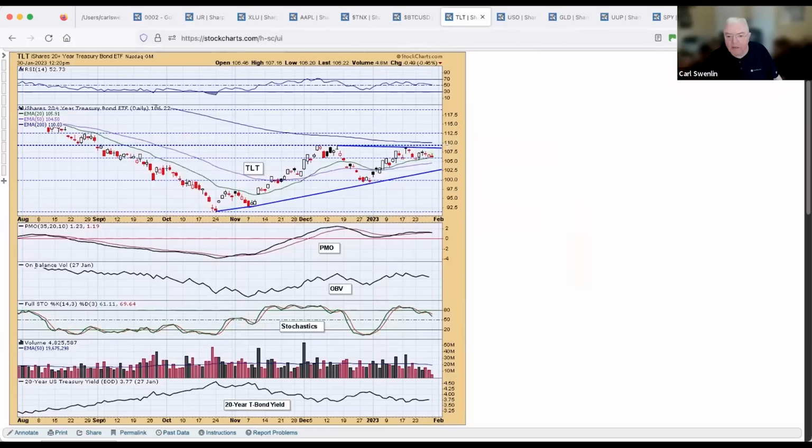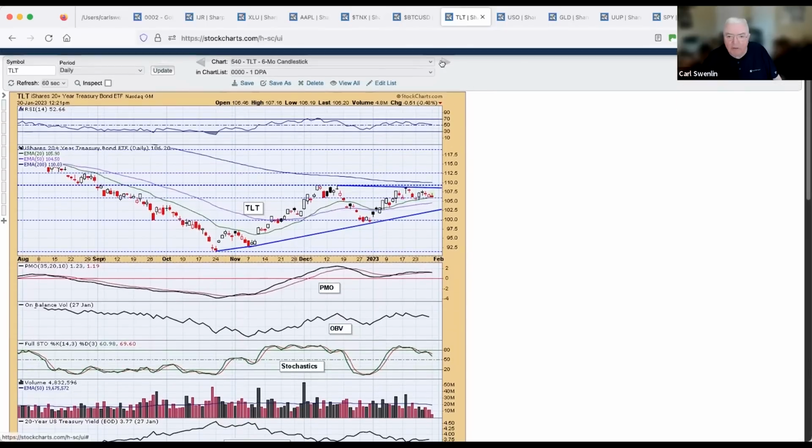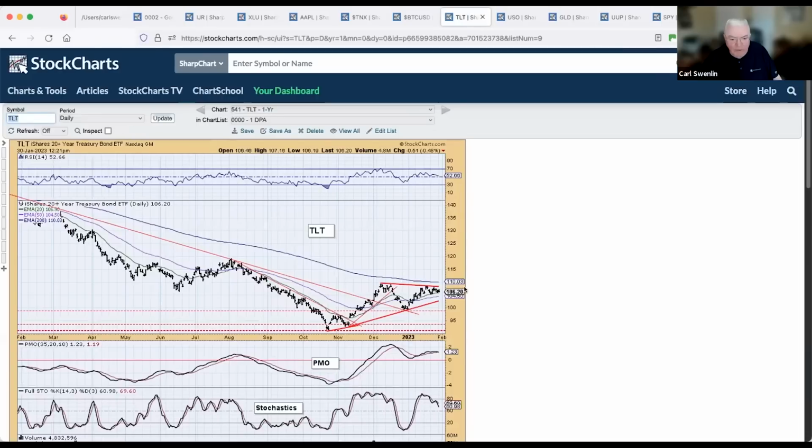20-year Treasury bonds, longer term, it's on a downtrend, but since last year, it's been in a rising trend. Right now, I would say it's a continuation pattern, which would mean it's going to track a little higher. Let me look at the 1-year chart. Okay. You can see quite a severe decline, and it's rallying now for we don't know how long.